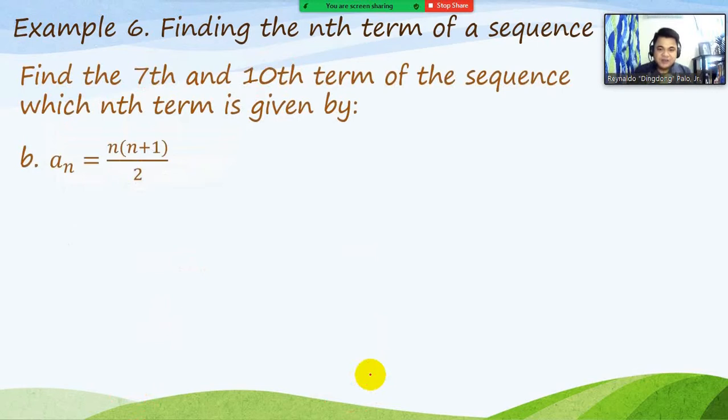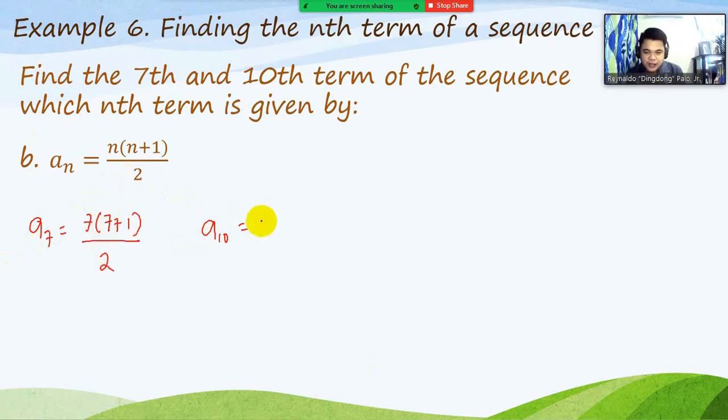So find the 7th term and the 10th term of the sequence which the nth term is given by a sub n equals n times n plus 1 over 2. Okay, so this is how we are going to do it. We will be solving for a sub 7 and a sub 10. Okay, then, substitute the value 7 times 7 plus 1 over 2. And in this case, we have 10 times 10 plus 1 over 2.